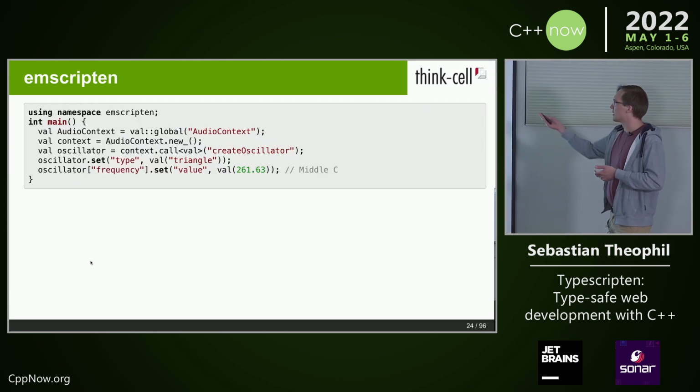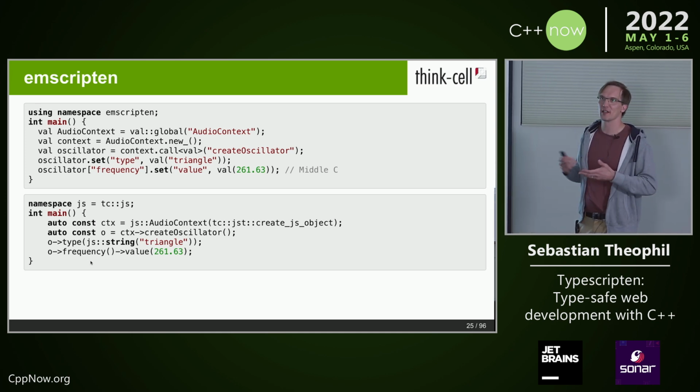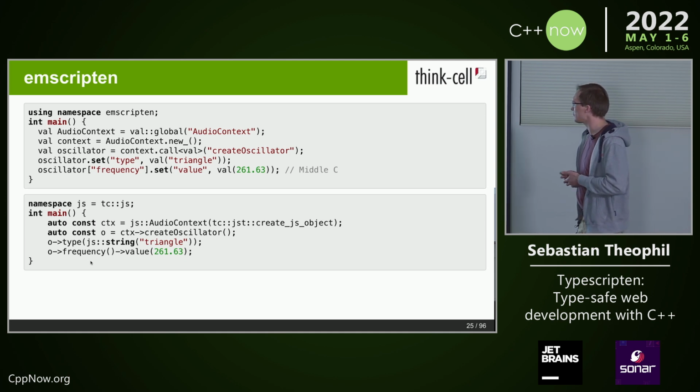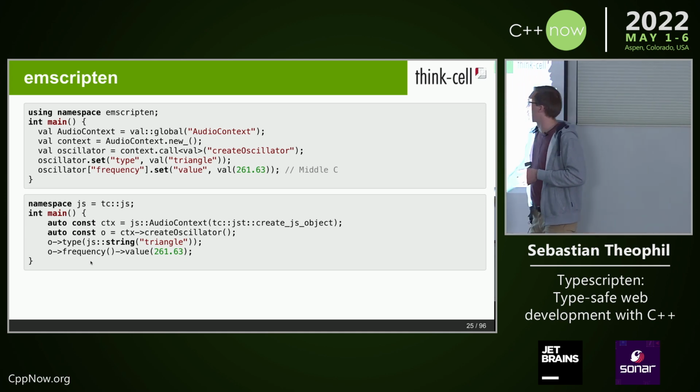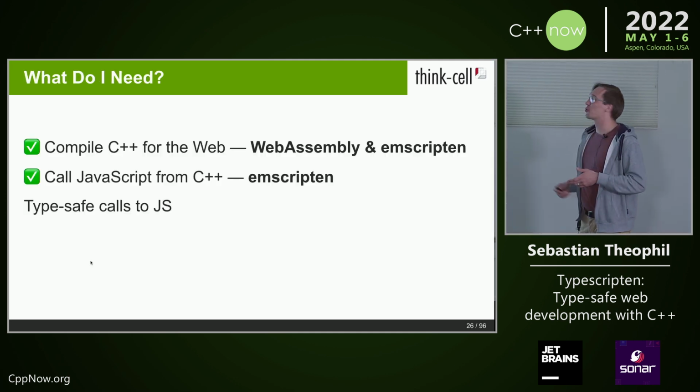So what we want is to turn this into something that looks more like C++, and that is checked at compile time. With the exception, of course, of this triangle parameter. So, how do we do this?